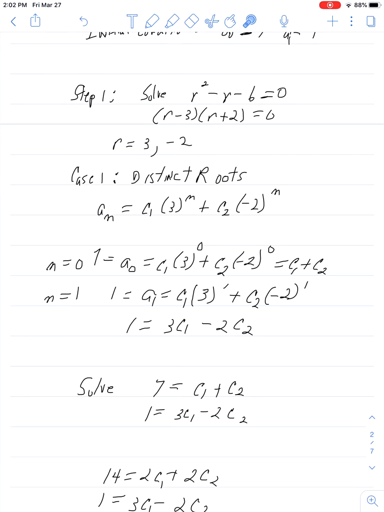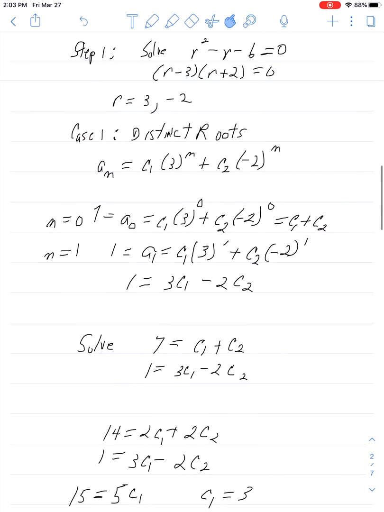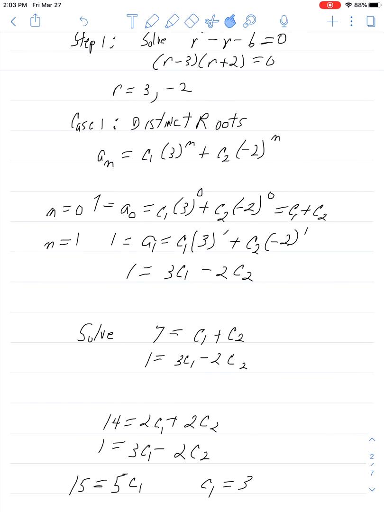All right, so I have two linear equations. One is 7 equals c1 plus c2. The other one is 1 equals 3c1 minus 2c2. And I could solve those by two particular methods that you should recall from algebra, either elimination or substitution. In this case, I'm going to choose to solve it by elimination, and to do that, I have to eliminate either c2 or c1.